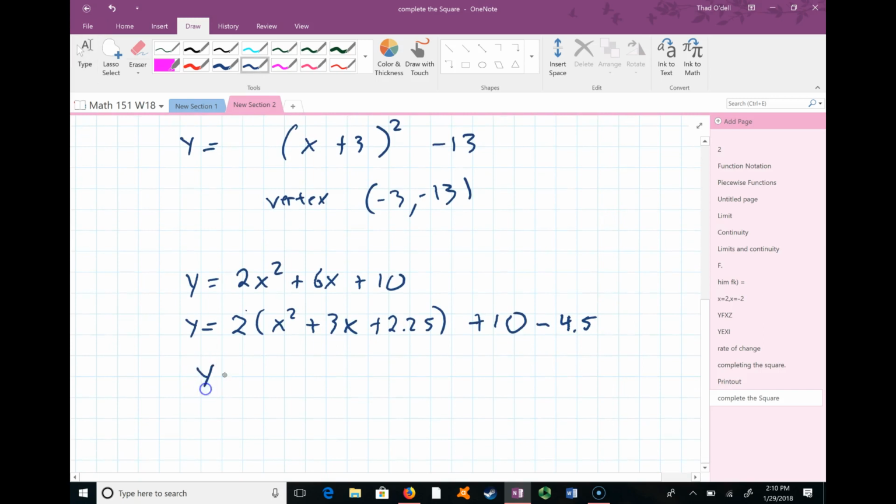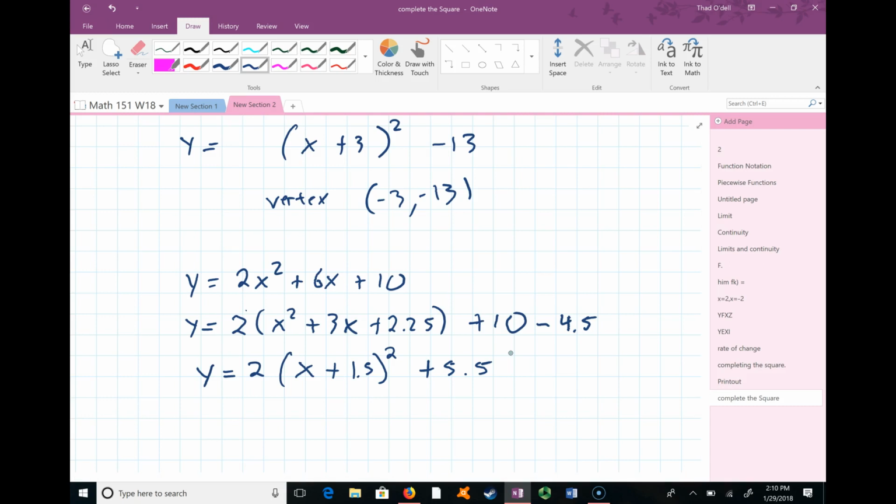And now I'm ready to consolidate it. So I'm going to factor that thing. That's going to be, of course, (x + 1.5) squared. And this would be what? Plus 5.5.